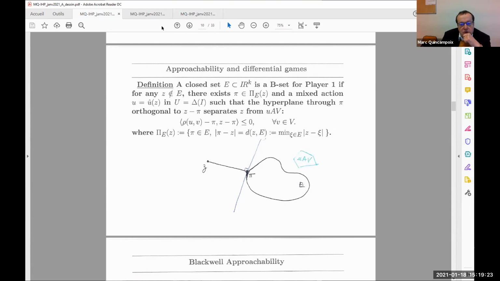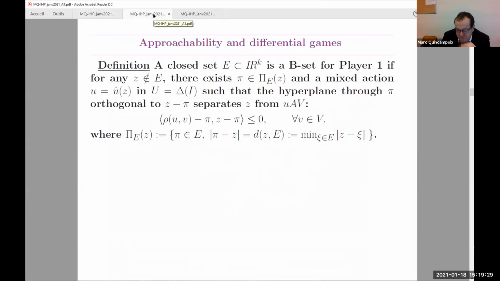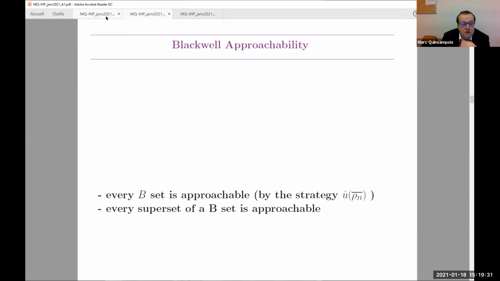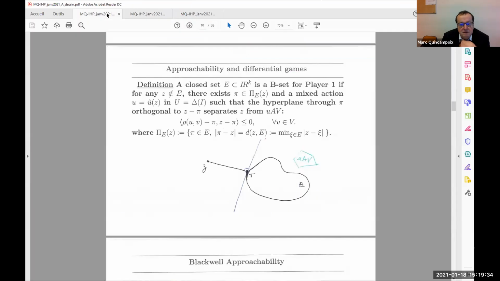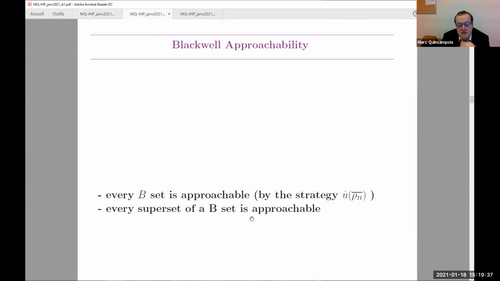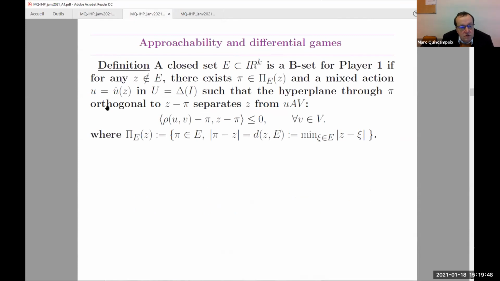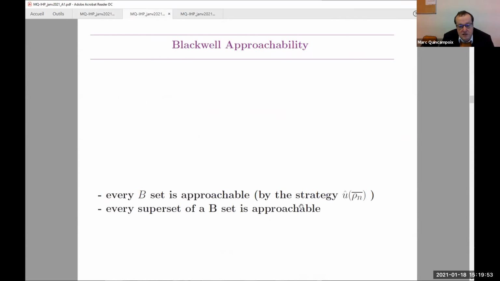Okay, so we have this geometrical property. It's a result of Blackwell saying that every B set is approachable, exactly with the strategy Û(Z) that I have defined here. And from this, because when a set is approachable, every superset is also approachable, every set containing a B set is approachable.